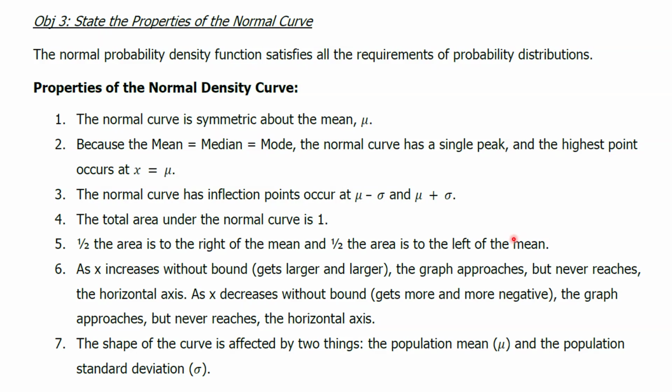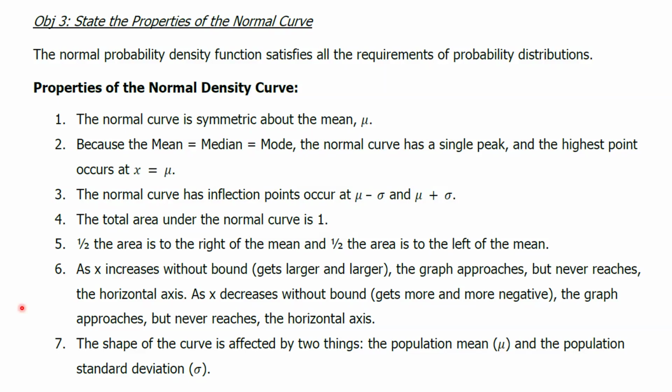The total area under the normal curve is 1. Half of the area is to the right of the mean and half of the area is to the left of the mean. So as x increases without bound, meaning it's getting larger and larger, the graph is going to approach but never reaches or never crosses the horizontal axis.